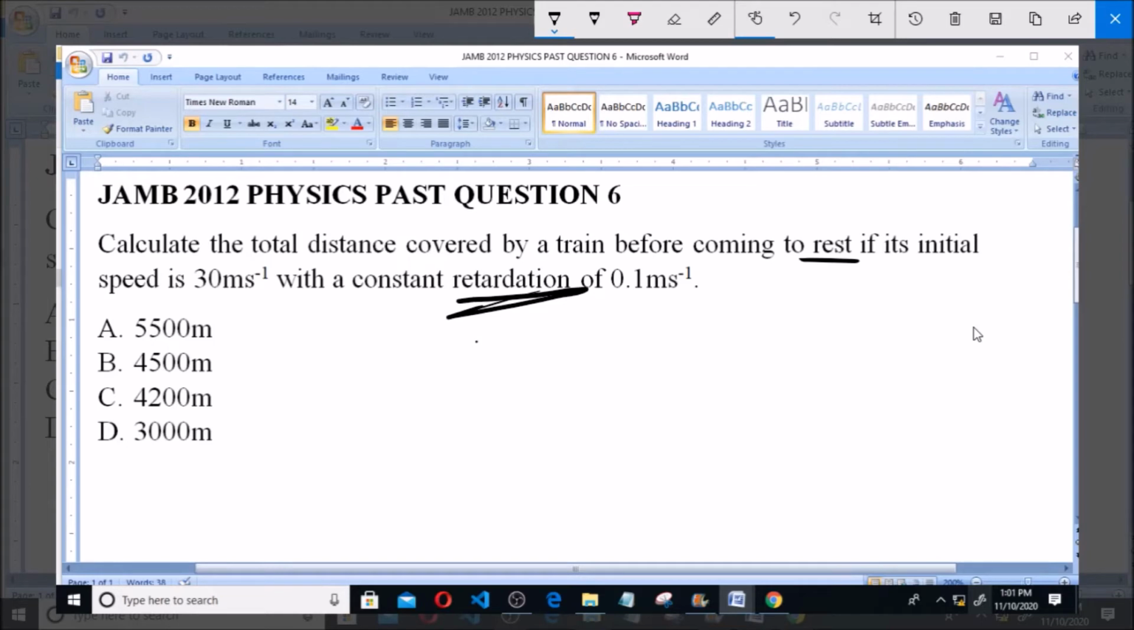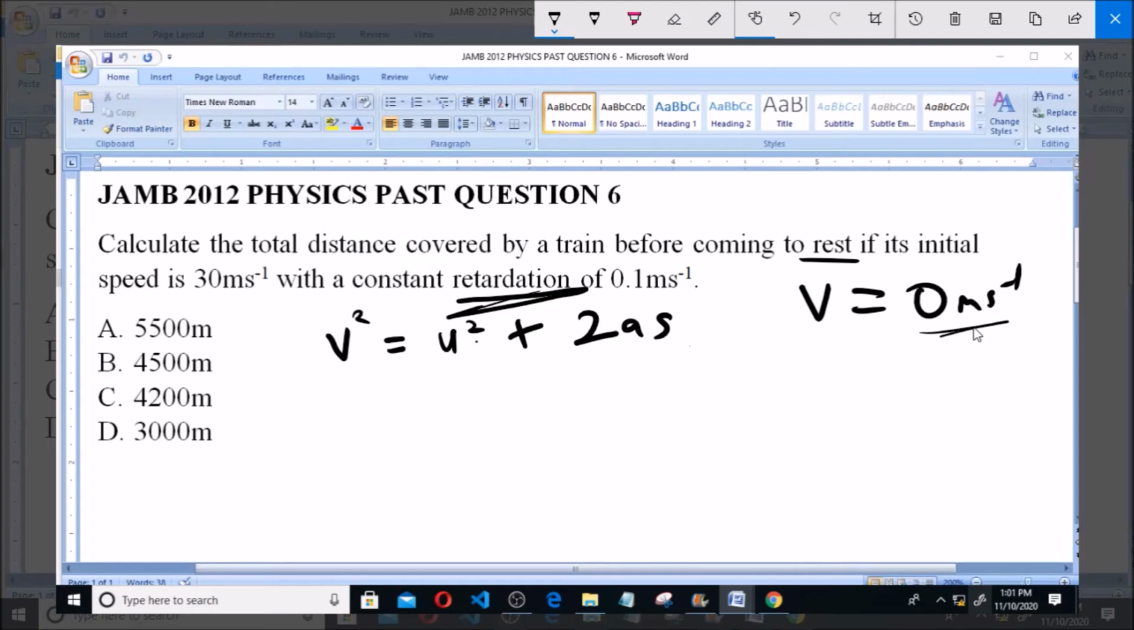To solve this, you would make use of Newton's third equation, which is v squared equals u squared plus 2as, where v is the final velocity, u is the initial velocity, a is the acceleration, and s is the distance. So s is what you would be looking for. It is important to note that v will be equal to 0 meters per second because the train will be stopping. Since it is coming to a halt, the final velocity is going to be 0 meters per second.